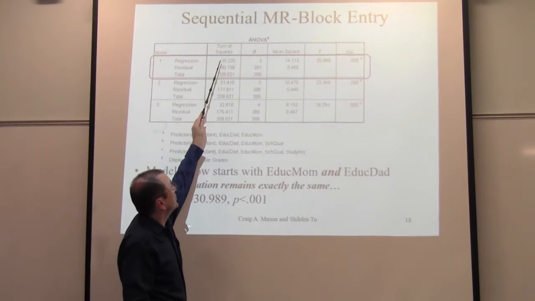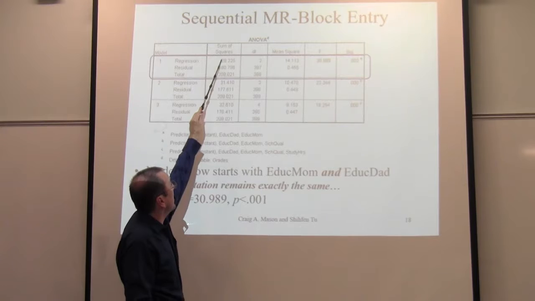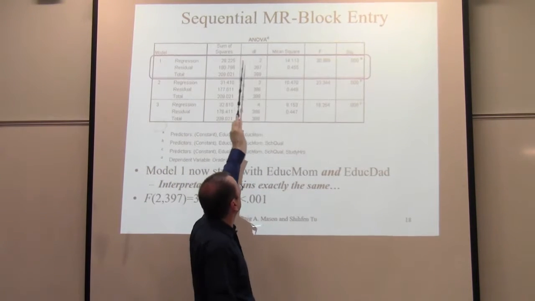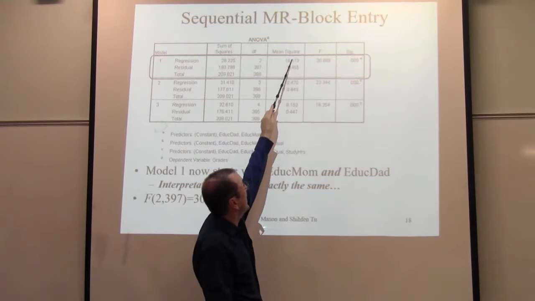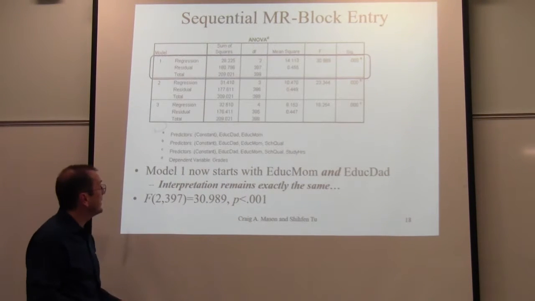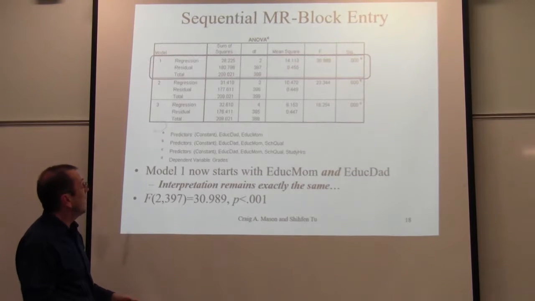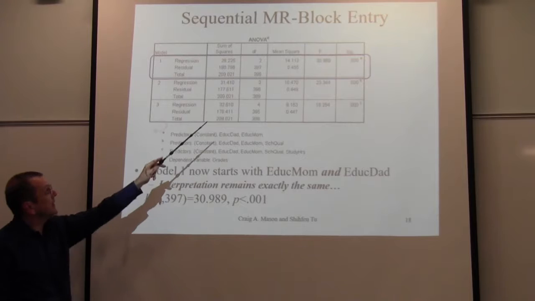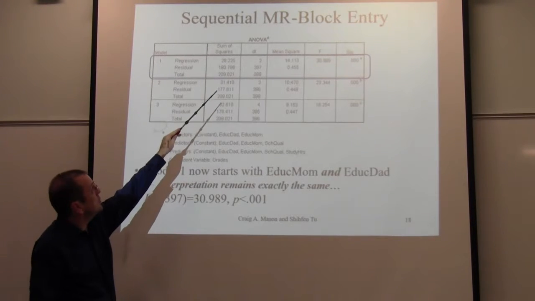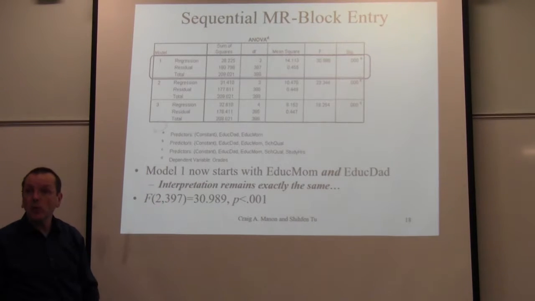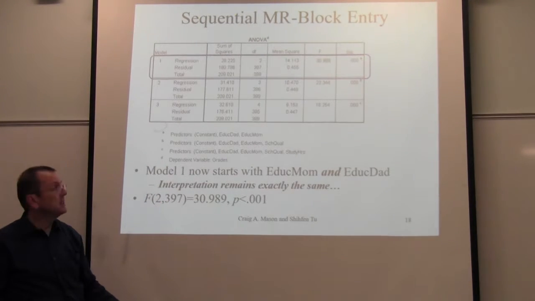The sum of squares is the same. We add up these to get the sum of squares. You divide this by this to get that. You divide this by this to get that. You divide that over that to get that. It all works out the same. Nothing's fundamentally changed, other than we're putting in two variables together. And now our F is with 2 and 397 degrees of freedom. F is 30.989. P is less than 0.001. So that's good.